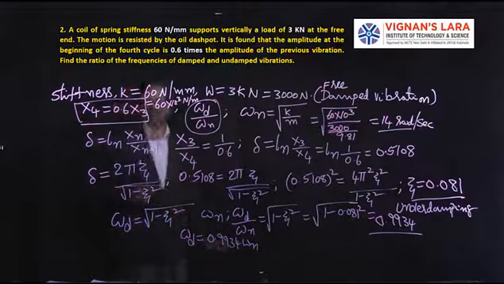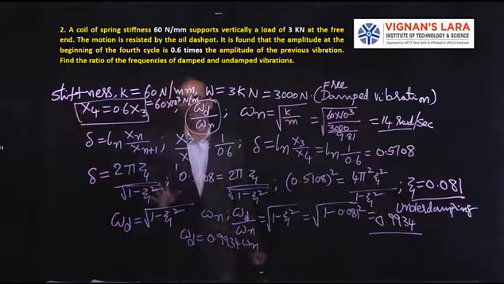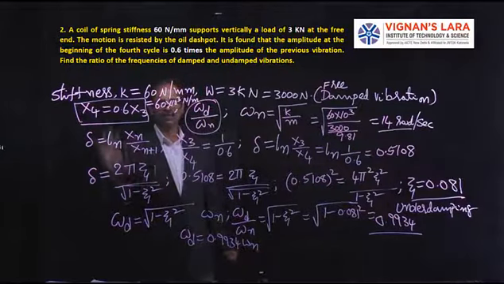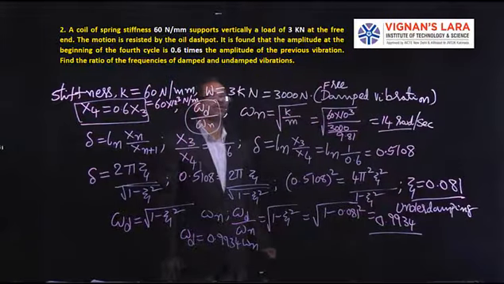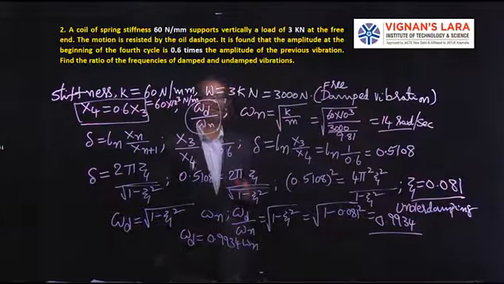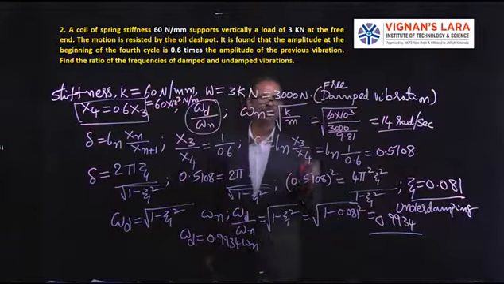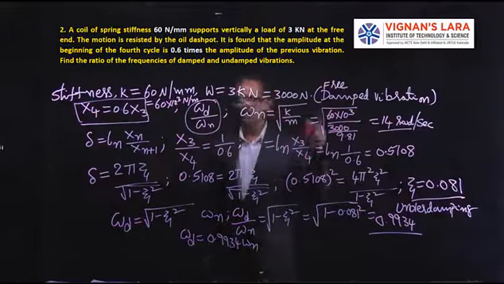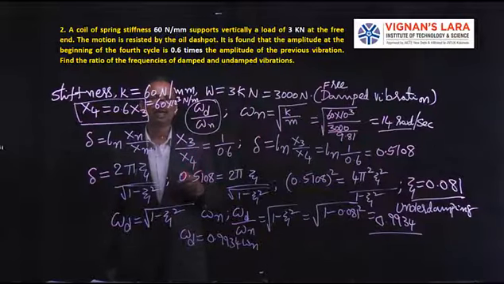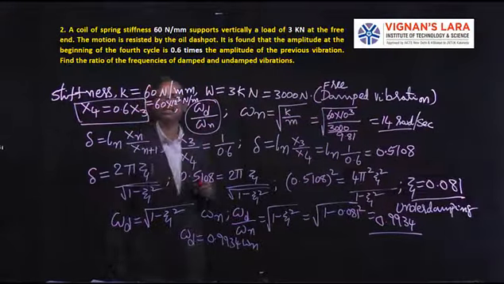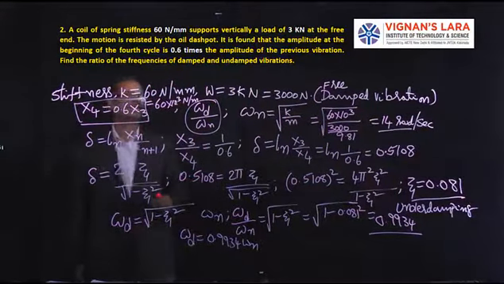Here, first I have listed out the given data. The stiffness K is 16 Newton per mm, and the load is 3 kilonewtons. If you read the problem, there is no external force further added, so it becomes free damped vibration. So first I identified the vibration category. Then it is given that the fourth cycle amplitude is equal to the previous cycle amplitude into 0.6. From the statement I converted this into the equation x4 is equal to 0.6 x3.